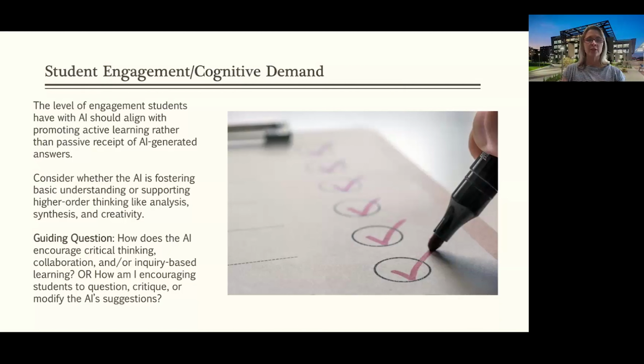So you could ask yourself, how does the AI encourage critical thinking, collaboration, or inquiry-based learning? Or how am I encouraging students to question what AI created, critique or modify it in some kind of way? That's a good way to really increase that cognitive demand on students.